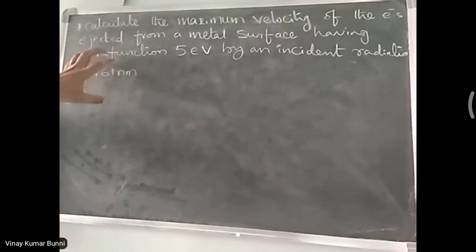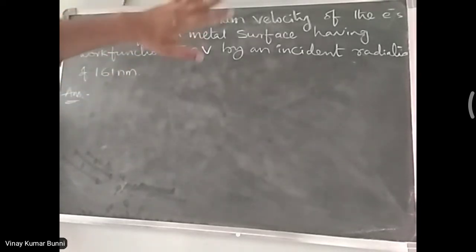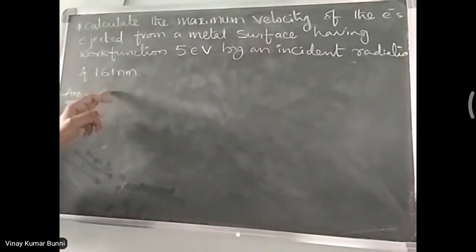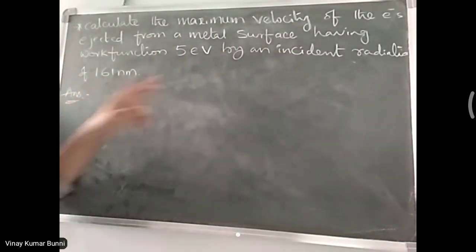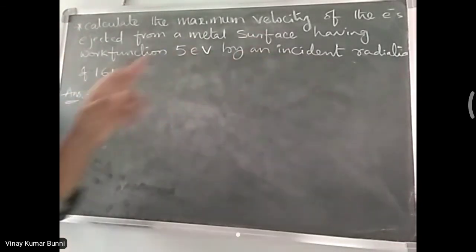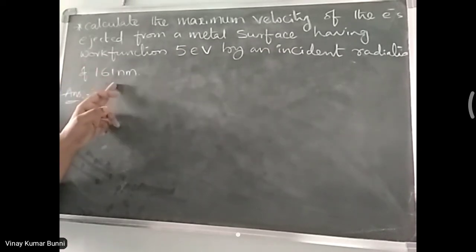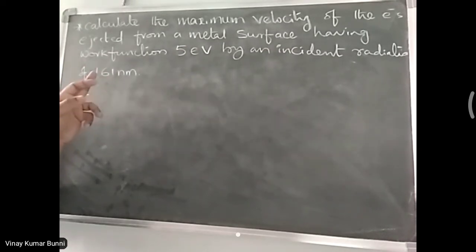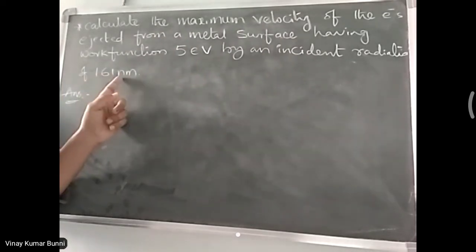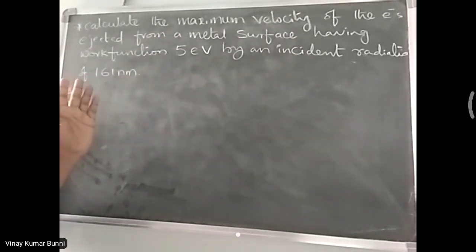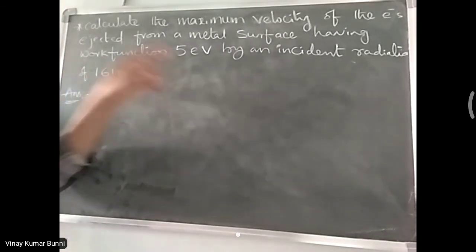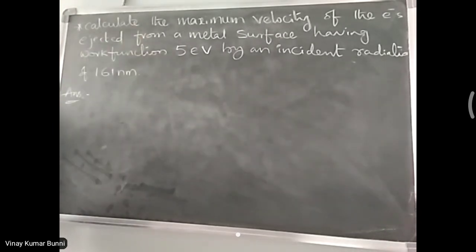Here lambda is not explicitly given as wavelength, but as this is incident radiation of 161 nanometer, that is the wavelength. Completely you can understand this problem by seeing this nanometer. If nanometer is given, it is a wavelength, and work function is given, and he wants to calculate maximum velocity.